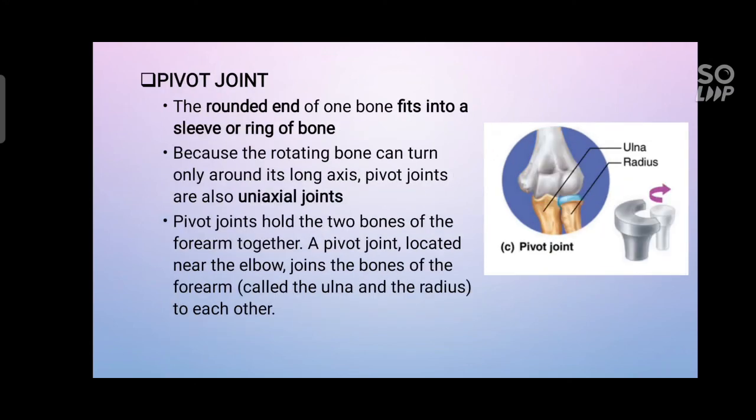Pivot joint. The rounded end of one bone fits into a sleeve or a ring of bone, and it is classified also as a uniaxial joint. Pivot joints hold the two bones of the forearm together. The pivot joint located near the elbow joins the bones of the forearm, called the ulna and the radius, to each other.